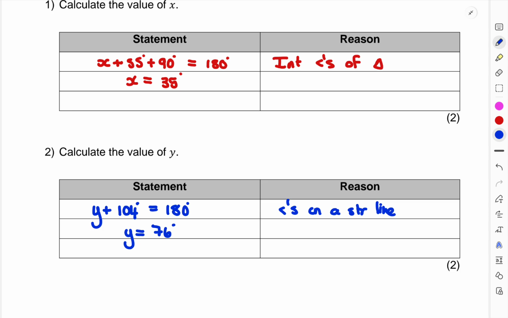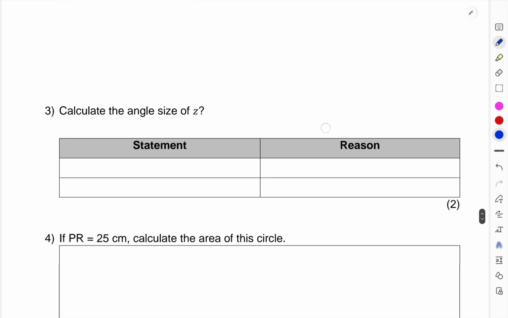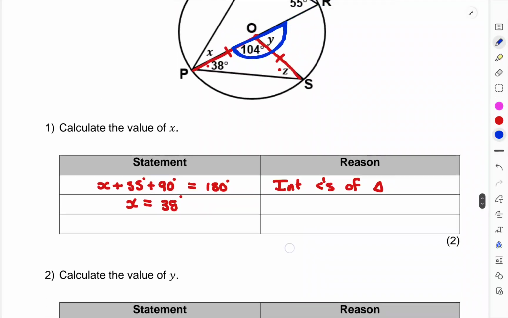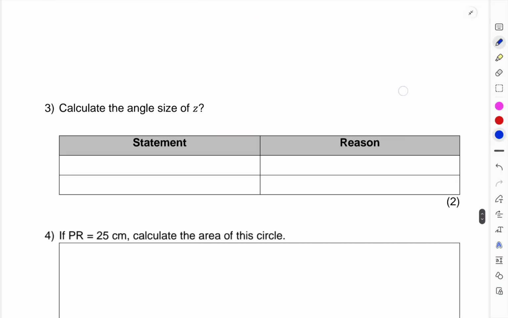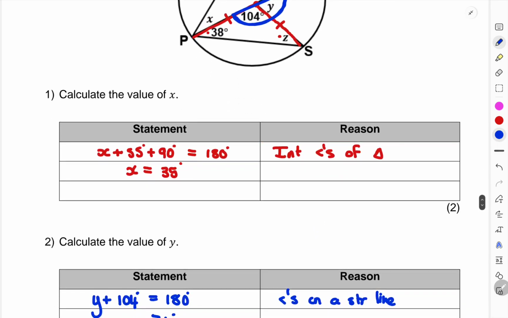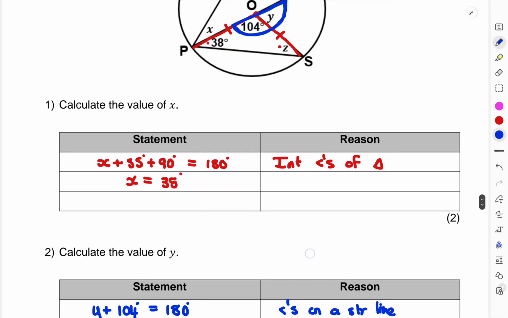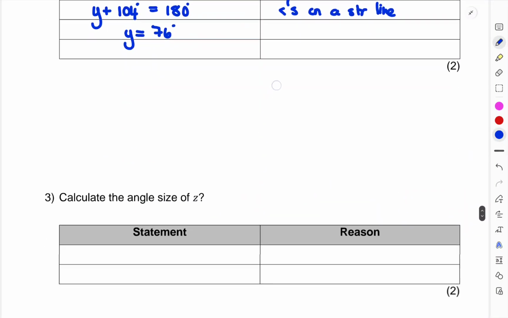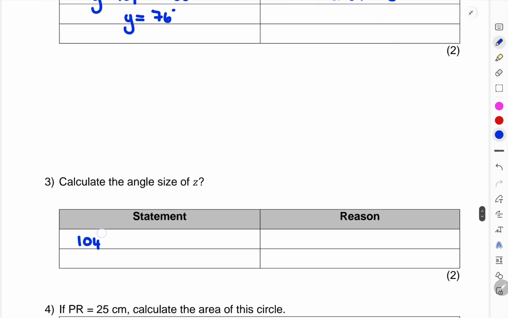Okay, 76 degrees. And then lastly, calculate the size of Z. So I'm going to say OP. Just want to see for how many marks, if there wasn't an easier way of doing it. You could have also said with Z, interior angles of a triangle. Okay, you could have also used exterior angles of a triangle, but the easiest one would just be interior angles of a triangle.